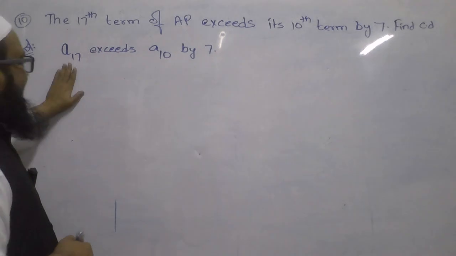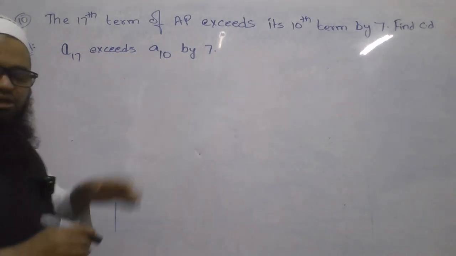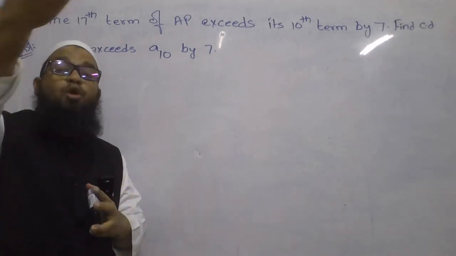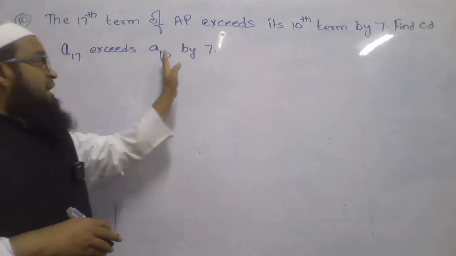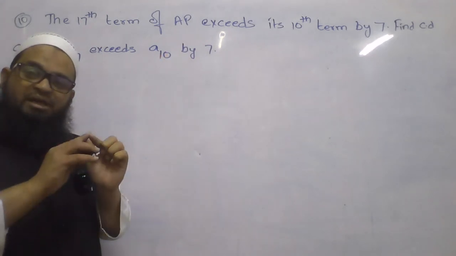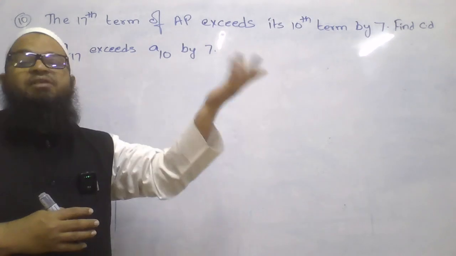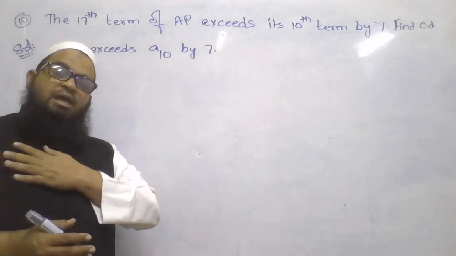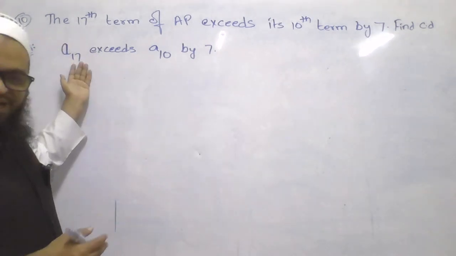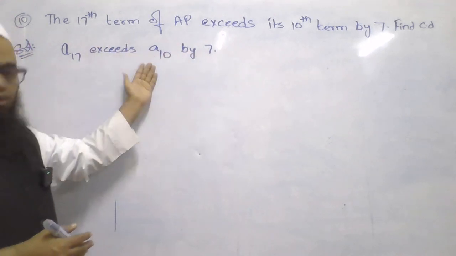Okay, so now A17 exceeds. What is the meaning of exceeds? It is more. Understood? A10. So A17 is more than A10 by how much? By 7. So that means what? You will get A17 by adding 7 to A10.